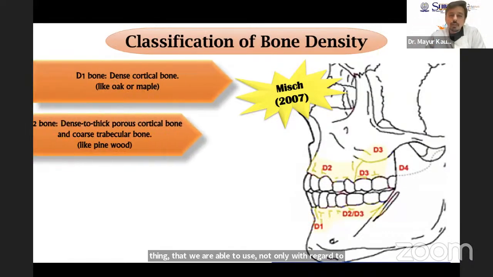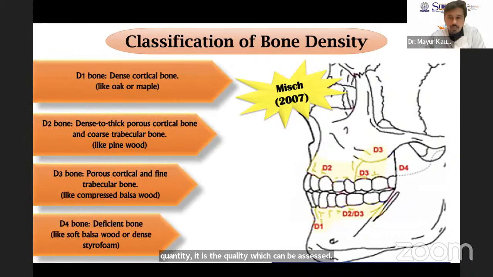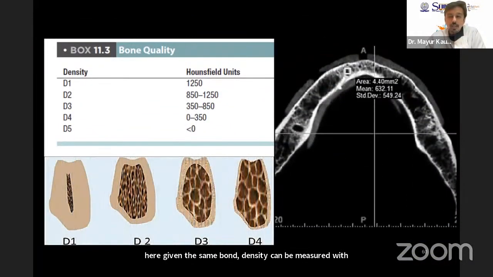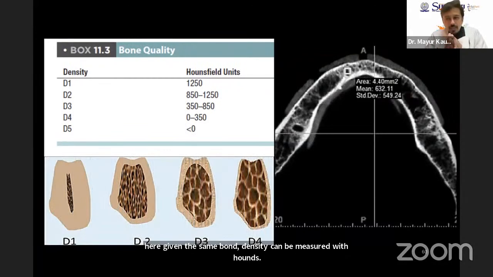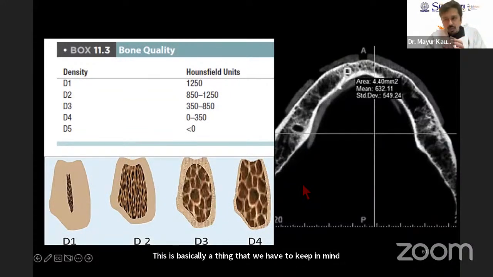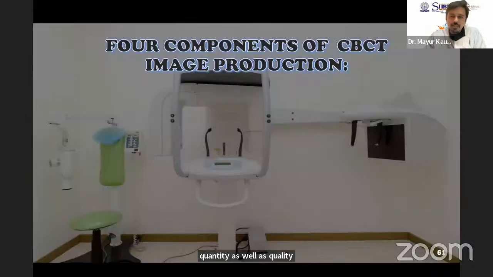All of us are aware of the Misch classification of bone density, which he had given according to different types of wood. The same bone density can be measured with Hounsfield units also. And it has been shown that this measurement is quite accurate as compared to the actual measurement that we do. So this is something we have to keep in mind. Quantity as well as quality we can get to know by CBCT.